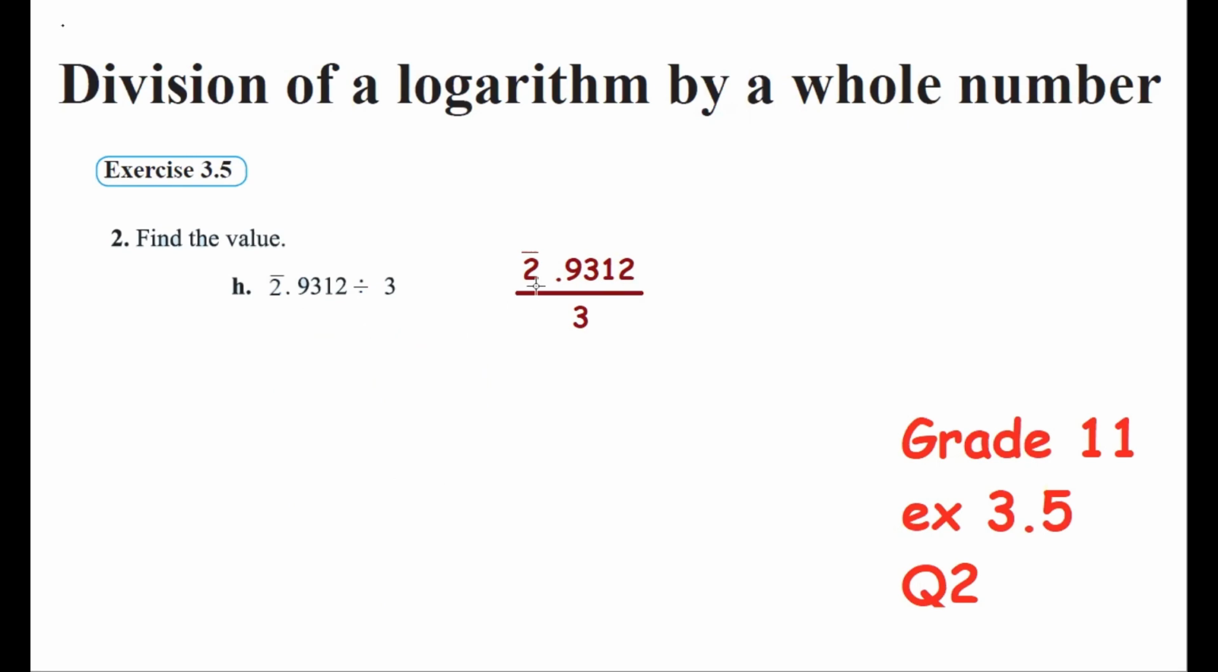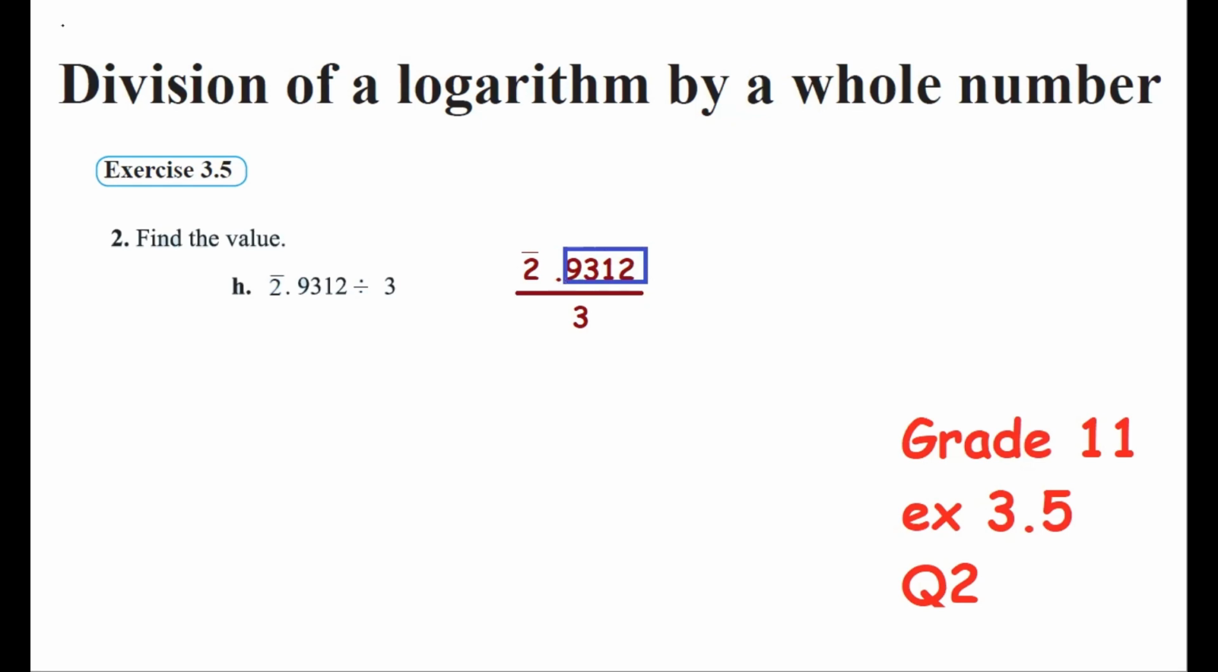H part, bar 2.9312 divided by 3. So when we are starting dividing, you can see here, -2 is not a multiple of 3, so you can't divide it. Now, in this case, you need to recognize in these log values which is the positive and negative number. So you can see bar 2 is the negative number and 9312 is the positive section.